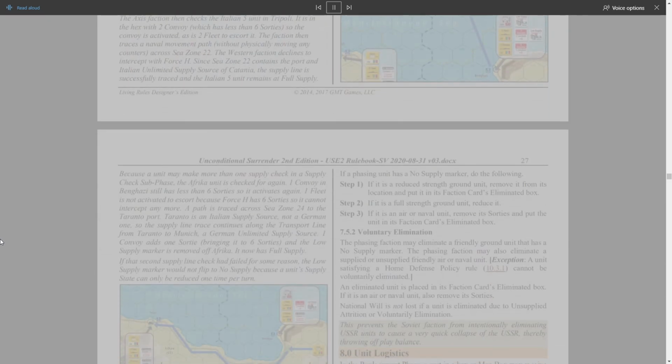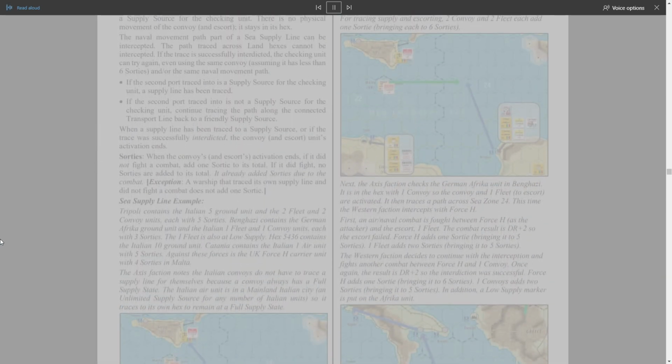The Axis faction then checks the Italian 5 unit in Tripoli. It is in the hex with 2 convoy, which has less than 6 sorties, so the convoy is activated, as is 2 fleet to escort it. The faction then traces a naval movement path, without physically moving any counters, across Sea Zone 22. The Western faction declines to intercept with Force H. Since Sea Zone 22 contains the port and Italian unlimited supply source of Catania, the supply line is successfully traced, and the Italian 5 unit remains at full supply. For tracing supply and escorting, 2 convoy and 2 fleet each add 1 sortie, bringing each to 6 sorties.